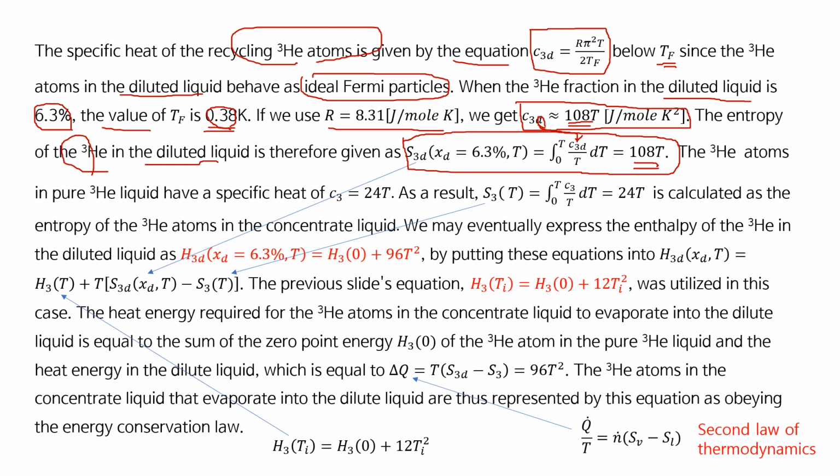The helium-3 atoms in pure helium-3 liquid have a specific heat of 24 T. We already saw it in the previous slide. As a result, S3 T is given by 24 T. So that is the entropy of helium-3 atoms in the concentrated liquid, S3, this one.